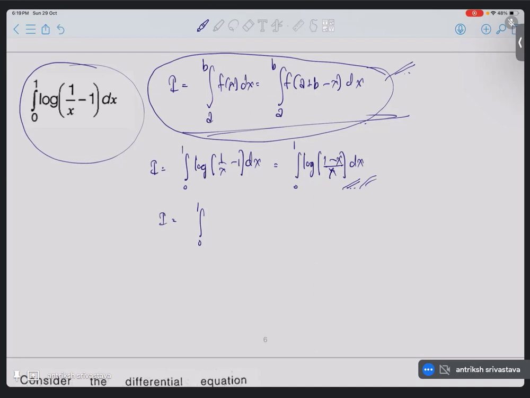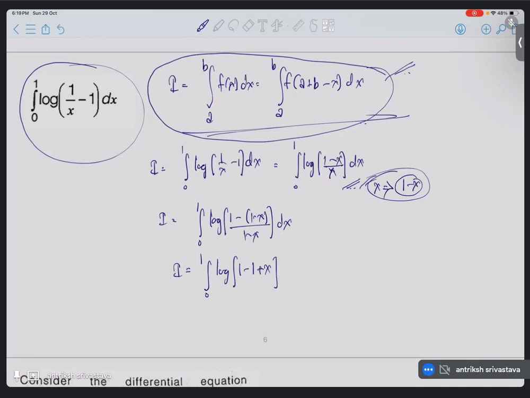So what will be 1 minus x? We have to replace our x with 1 minus x. So log of (1 - (1 - x))/(1 - x) dx, right? Upon simplification, we have (1 - 1 + x)/(1 - x) dx. And what is that? Log of x/(1 - x) dx.